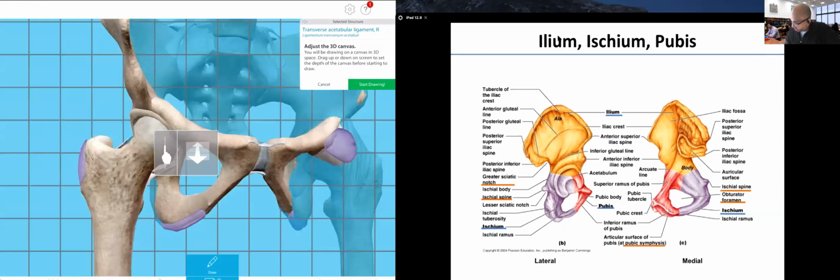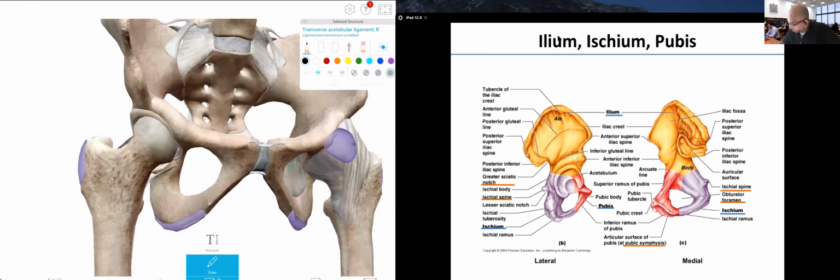Looking on here, you can see this large hole. This is called my obturator foramen. Obturator foramen is this hole here that will serve as a pathway for the nerves, for the vessels to travel in and out of the pelvic cavity. This is my obturator foramen.